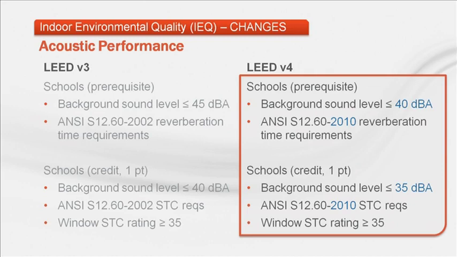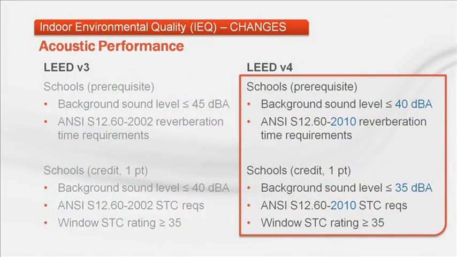For example, to meet the prerequisite, the background sound level from the HVAC systems in classrooms and core learning spaces must be 40 dBA or less, compared to 45 in the previous version. And to earn the 1 credit point, the background sound level must be even quieter, 35 dBA or less. The reference to ANSI Standard 1260 was updated to the 2010 version. But since the requirements for reverberation time and sound transmission class did not change between the 2002 and 2010 versions of that standard, there's really not much impact there.